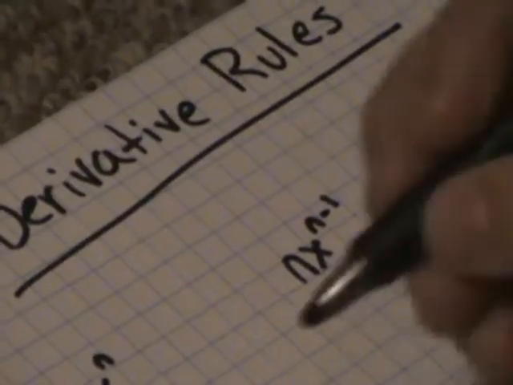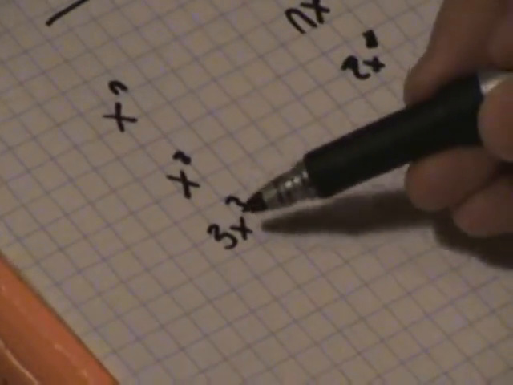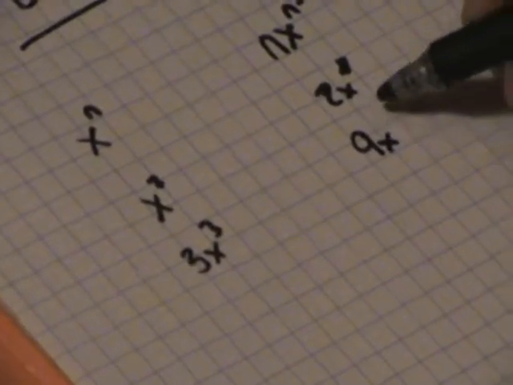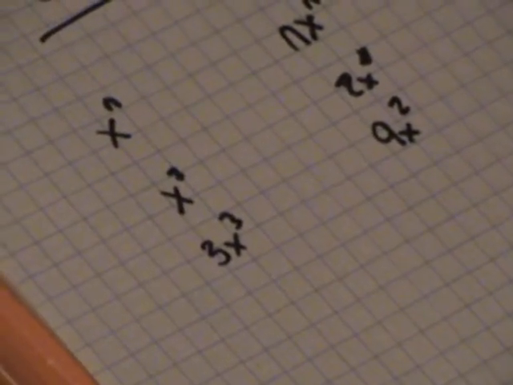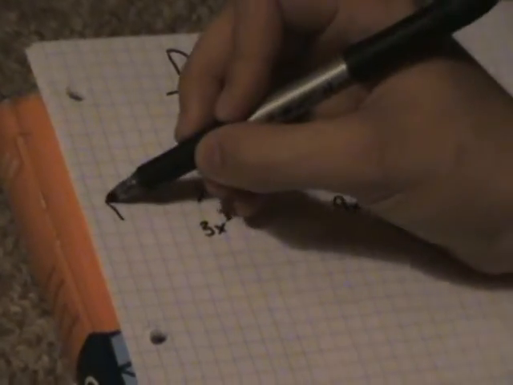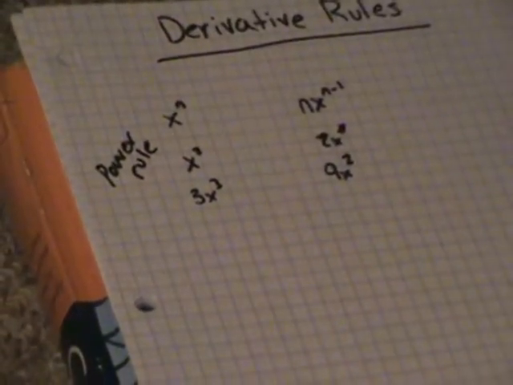For example, if you had x squared, it would become 2x, because you drop down your 2, making it 2x, and you subtract 1, and you have a 1 up here, but you don't have to write that. Another example is 3x cubed. You would drop your 3 down, and that would become a 9 because you multiply the 3 by 3. You have your x, and you subtract 1, and you get 9x squared. This is the power rule in a nutshell. That's really all there is to it.